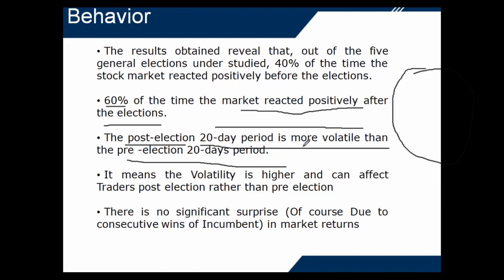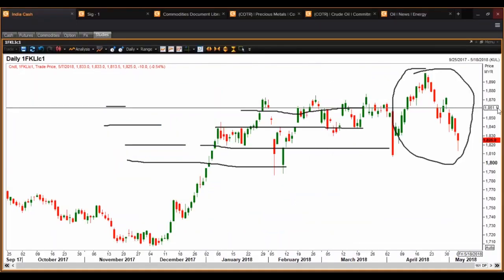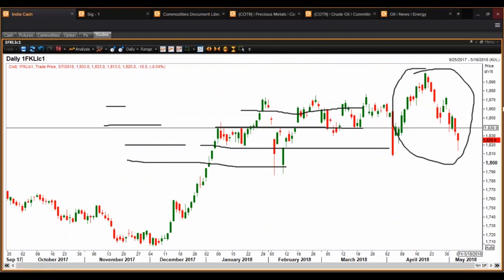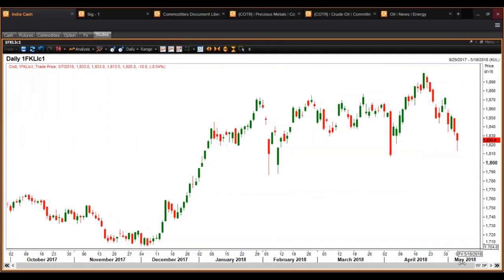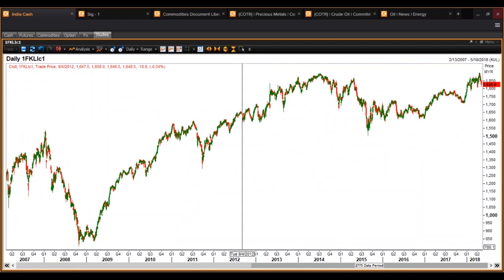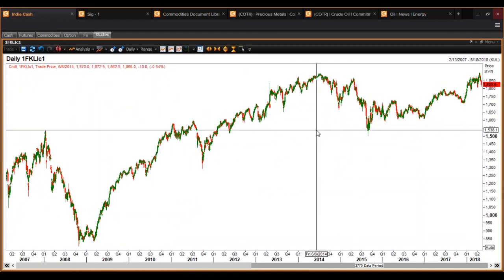If it's the other way around, you expect high volatility. Now we already know that post-election volatility is higher. Your stop losses will get triggered, they will have a huge impact, and you might get a margin call. So of course, if the opposition wins, this volatility can be higher as compared to previous. So the pre-election 20-day period is never a problem. The post-election period is.